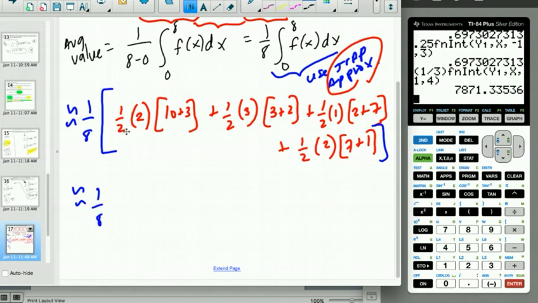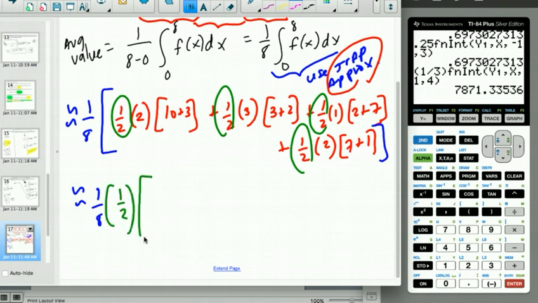It's up to you. You could yank out the 1/2 if you want. It's not a bad idea, since they all have this 1/2. So you could do 1/8 times 1/2, and that might make your life a little easier. And then you can clean this up. This is a 2 times a 13, which is a 26. This is a 3 times a 5, which is a 15. This is a 1 times a 9, it's just a 9. And this is a 2 times an 8, so it's a 16.